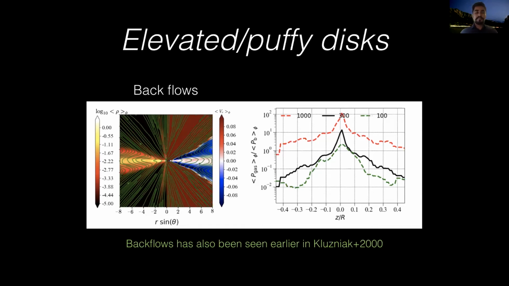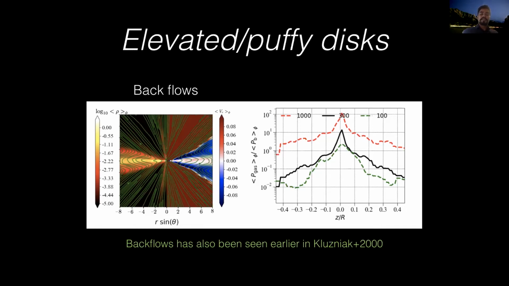Vlodek is also here, and he has also worked on it, and they also found these backflows at the midplane of the disk. The right-hand side plot is showing the ratio of gas to magnetic pressure. We start with beta of 1,000, 300, and 100 in the initial model. And when you have a large-scale vertical field and the Keplerian flow, then it drags the magnetic field in the phi direction and produces a large toroidal field.